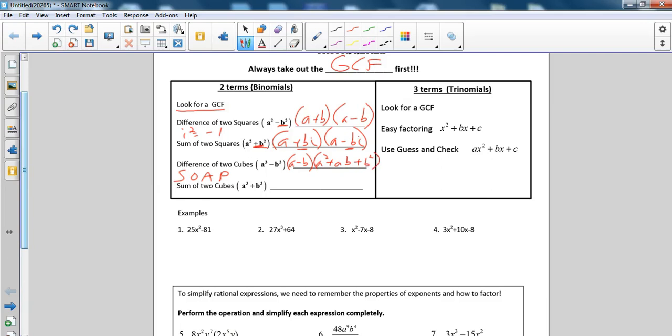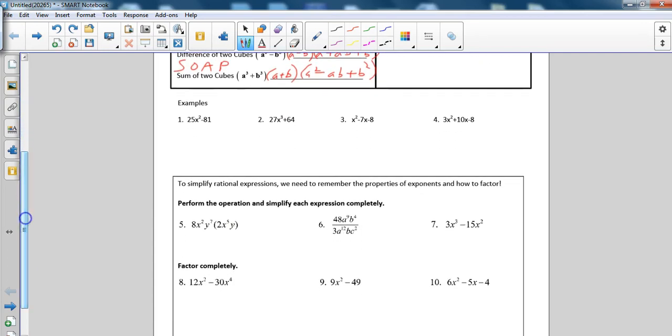Same setup down here, except since we're starting with a sum, same, a plus b, a squared, opposite, a times b, always positive. And there's our pattern. So, moving on to some examples.